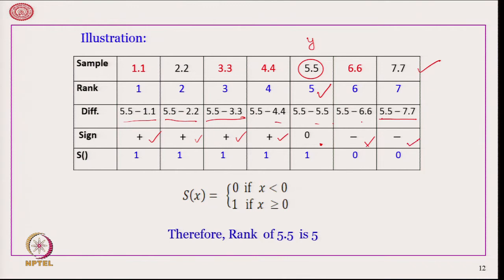Therefore, the S values are 1, 1, 1, 1, 1 and 0 here. So, how many ones are there? There are 5 ones. Therefore, the rank of 5.5 is equal to 5. That in any case we have tabulated here.